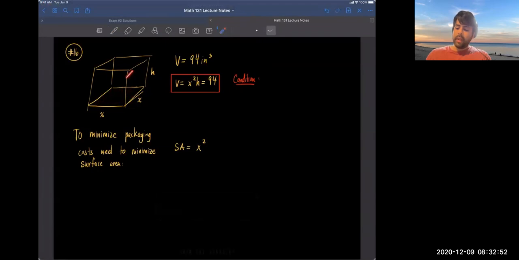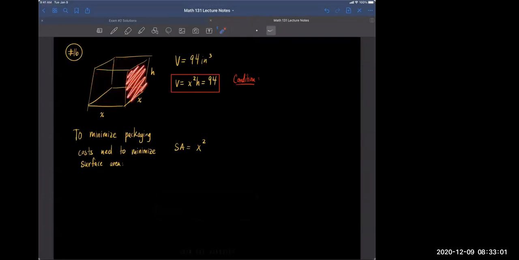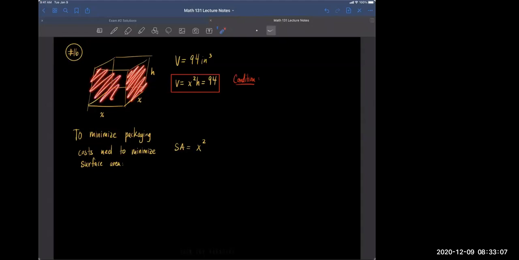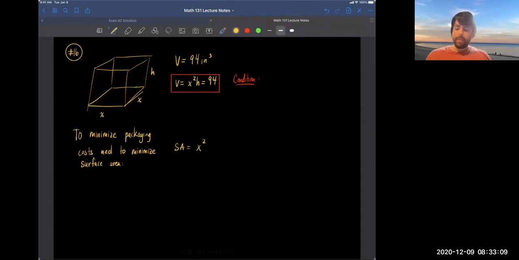How about the area of these other sides? What's the area of one of them? It's going to be x times h. And then what's going to be the other one here? x times h. So we have 4 of them, right? Yeah. We're going to add 4xh.